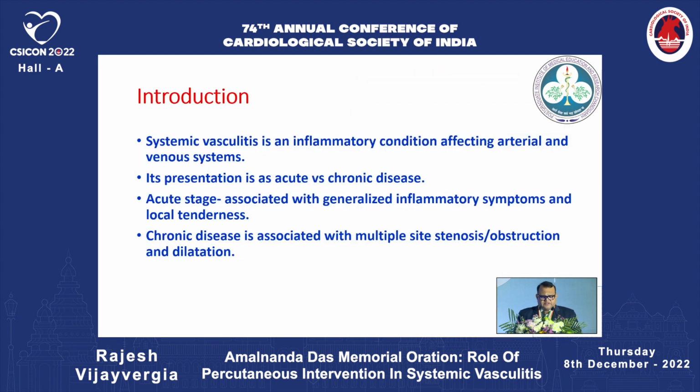Systemic vasculitis is an inflammatory condition affecting the arterial and the venous system. Its presentation is acute, and at follow-up they have a chronic disease. The acute stage is mainly associated with systemic inflammatory symptoms and signs, while the chronic disease is associated with multiple site stenosis or obstruction, and also aneurysmal formation.